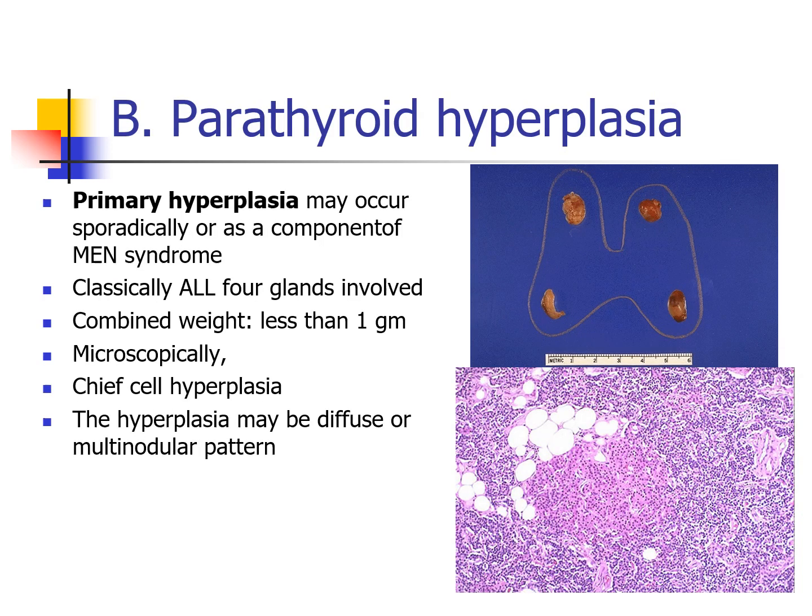The next cause of primary hyperparathyroidism is parathyroid hyperplasia. It may occur sporadically or as a component of MEN syndrome. Classically, all 4 glands are involved. Compare this to parathyroid adenoma. The combined weight of all the 4 glands is less than 1 gram. Microscopically, the usual hyperplasia that is seen is chief cell hyperplasia, and the hyperplasia may be diffuse or multinodular in pattern.